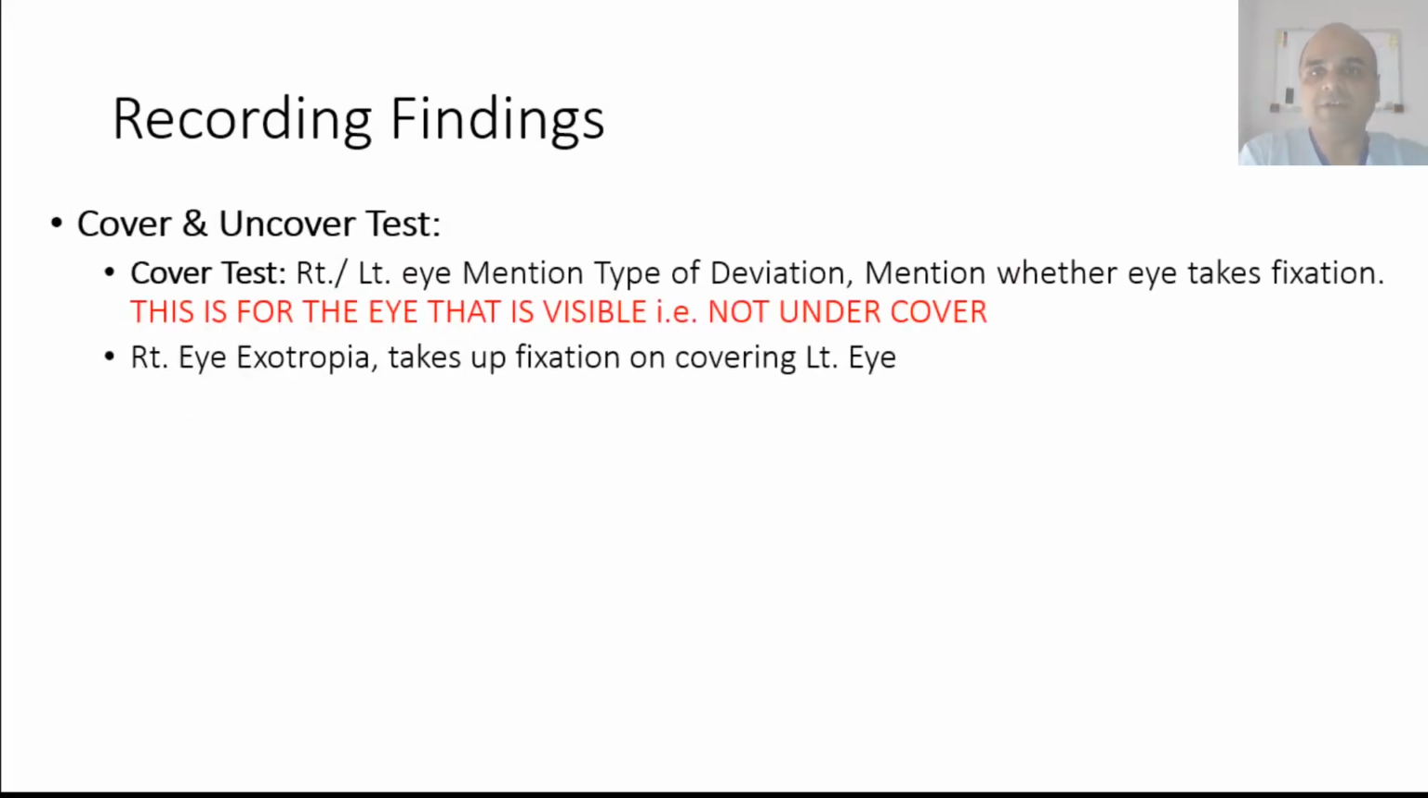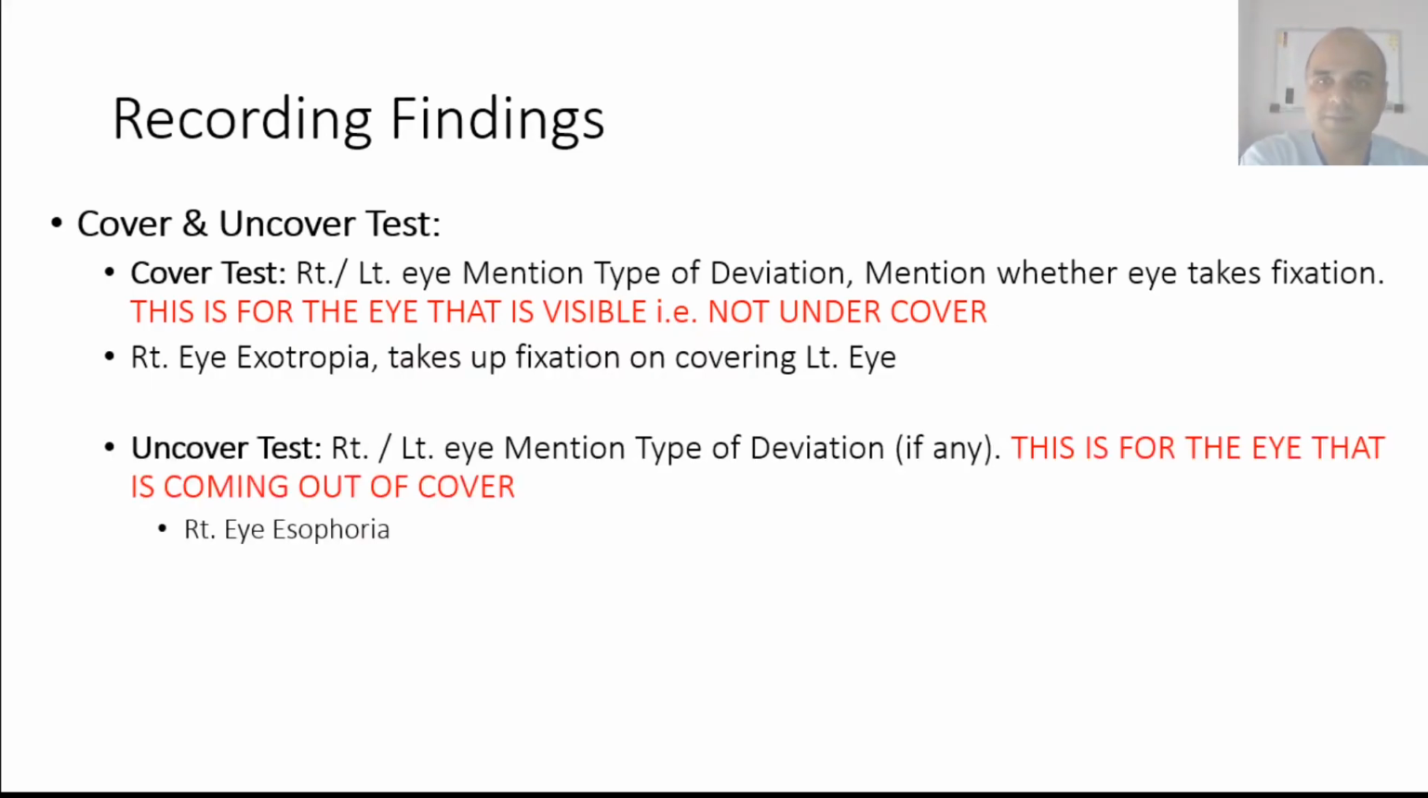So for the cover-uncover test, we'll talk about the cover test first. You write which eye, right or left eye, the type of deviation, and mention whether the eye takes up fixation. Remember, this is for the eye that is visible. This is not for the eye under the cover. So if you see a right exotropia and you do a cover test and the right eye picks up fixation when you cover the left eye, the right eye was exotropic before you did the test, and when you covered the left eye it became straight and picked up fixation. You say it takes up fixation on covering left eye.